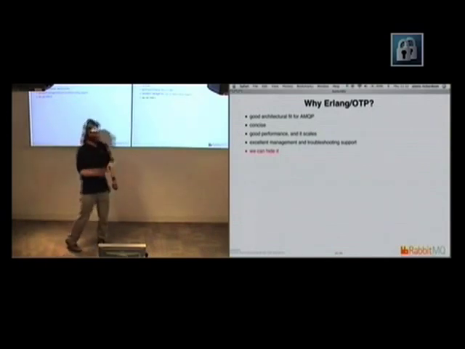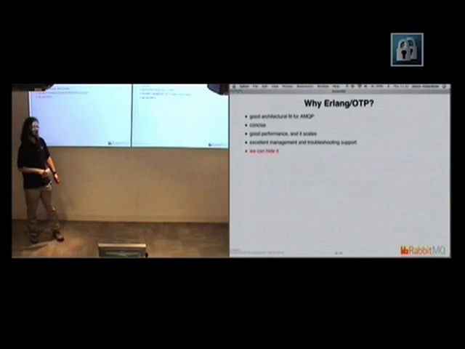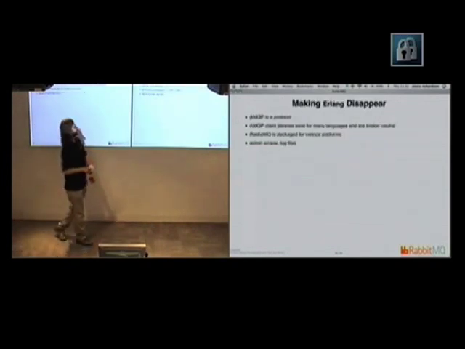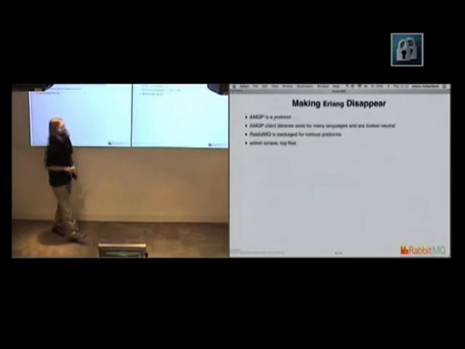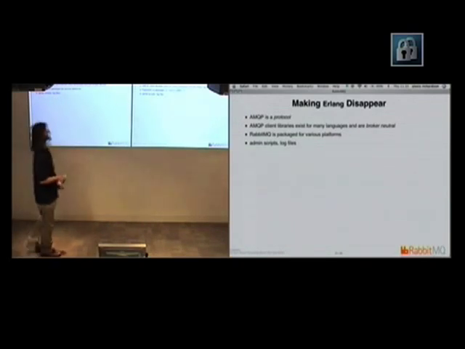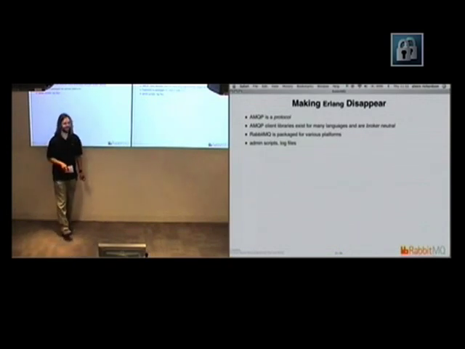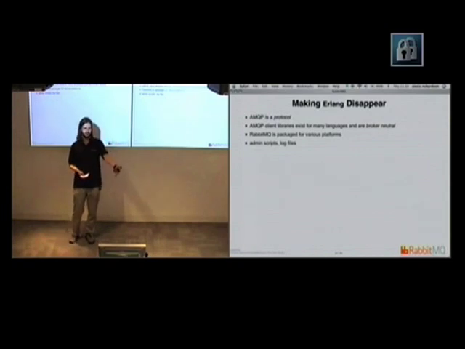Left the best bit to last. One of the main reasons why we choose to use Erlang OTP is because we can actually hide it. You don't need to know anything about Erlang in order to work with RabbitMQ. And why is that? Well, it should be pretty obvious. AMQP is a protocol. The beauty of protocol-based standards is that when you are a user of the protocol, a client, you don't care what your server is implemented in.